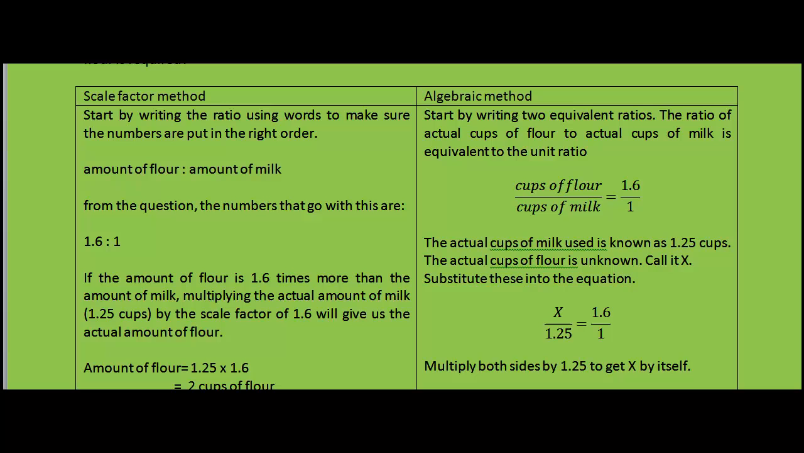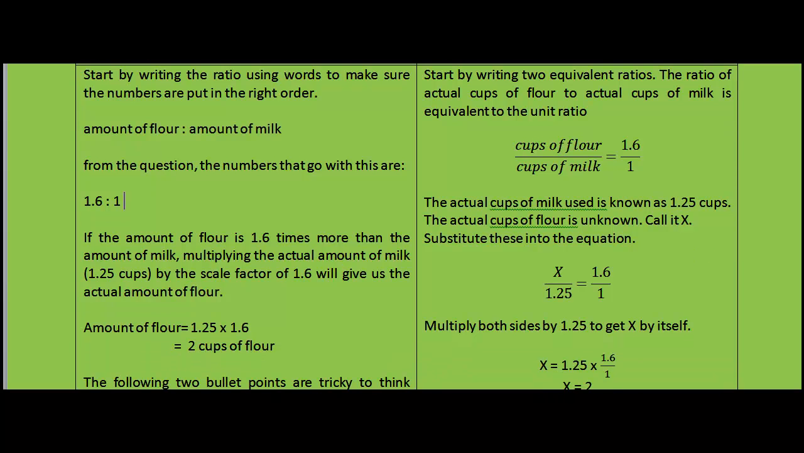In the scale factor method, let's start by writing the ratio using words to make sure that we have the right order. In the question, it tells us that we are comparing the amount of flour to the amount of milk, and we can write this in words to make it very clear that this is the order that we're looking at. The numbers that go along with this are 1.6 is to 1, so there's 1.6 times as much flour as there is milk. We can use this ratio, which happens to be a unit ratio, to work out how much flour is actually needed. We know that 1.25 cups of milk ends up being used.